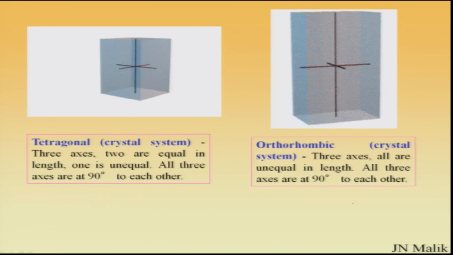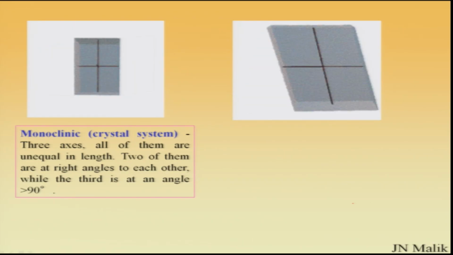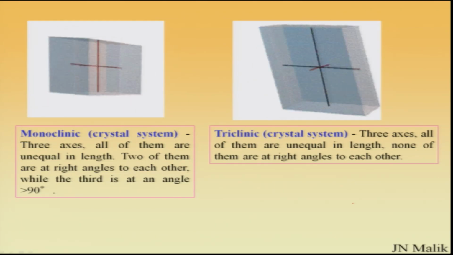Orthorhombic has 3 axes, all unequal in length, all at right angles to each other. Monoclinic has 3 axes, all unequal in length, 2 of them at right angles to each other, while the third is at greater than 90 degrees. And triclinic has all 3 axes unequal in length, none of them at right angles to each other.